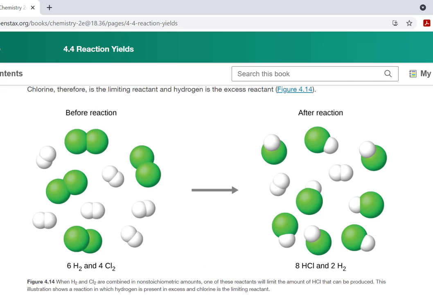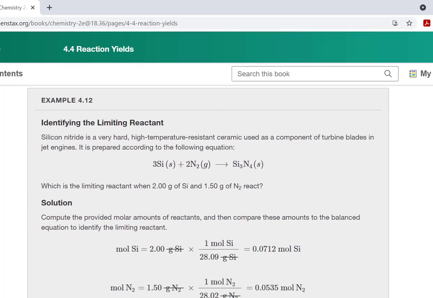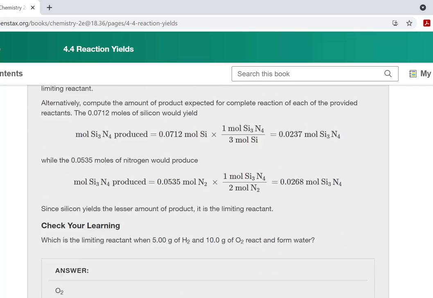Okay, so you want to be able to do these sort of calculations where you determine how much of the product you have for each of your reactants, and then from there determine which of them is the limiting reactant. So here is an example. You can work through that on your own.